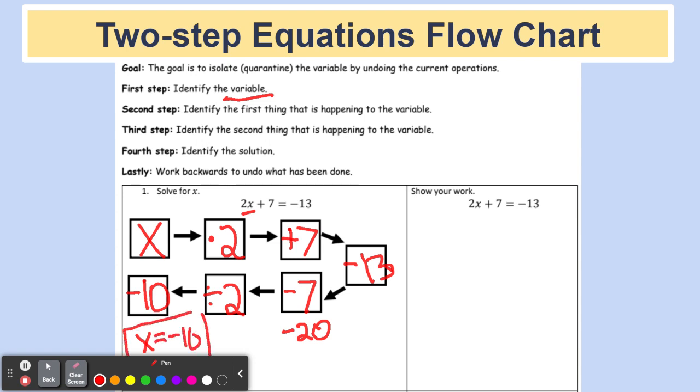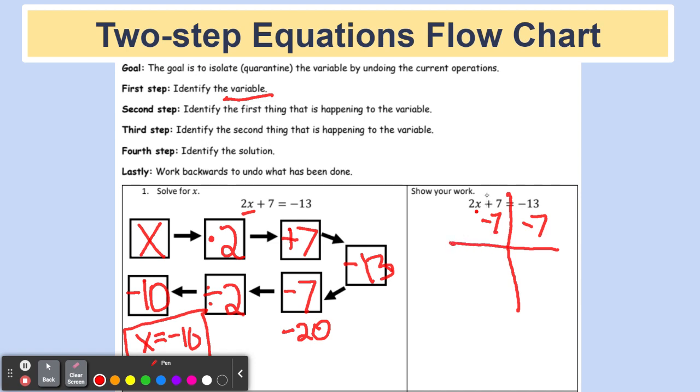We can also show this algebraically over here on the right side. So I can separate the left and right side of my equation. I identify that my variable is x, and I know that I want to undo my addition first. So instead of plus 7, I'm going to write minus 7. And with equations, what I do on one side, I have to do to the other side. So I'm going to write minus 7 over here as well.